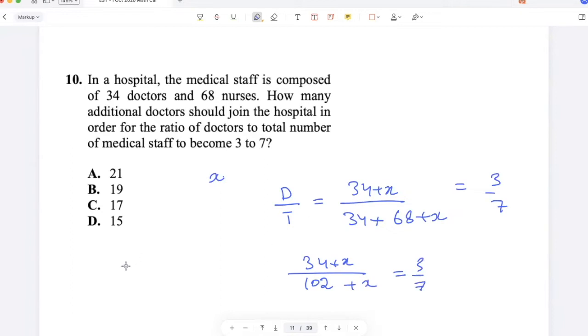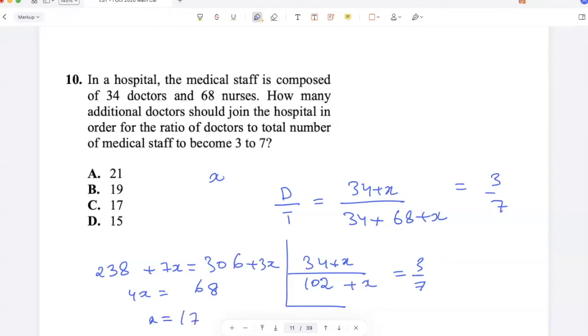So 7 into 34 is 238 plus 7x, and 3 2s are 6, 306 plus 3x. So 4x is 68. So x is 17, right? So how many new doctors should join? 17.